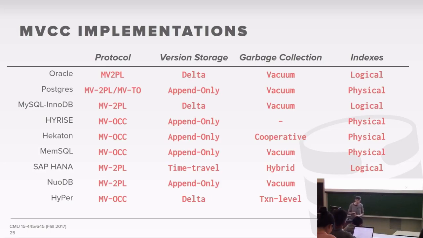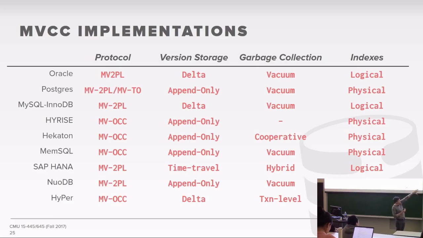The first version of Postgres did multi-version two-phase locking. And then in the 90s, when they forked it from the Berkeley code and it became the project that it is now, they switched to timestamp ordering. You see those min and max timestamps from when we did our demo. And then InnoDB, it was late 90s, and they do MVCC with two-phase locking. But below that, it's completely random what protocol they use. Some use OCC, some use 2PL, and in our system, I think we use timestamp ordering.